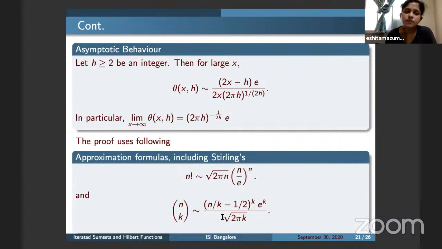Now this theta has some nice properties as well. It has some asymptotic behavior. For large values of x, this theta is asymptotically the same as this function, and as x extends to infinity, it is basically equal to this. The proof of this can be done by using the following two approximation formulas.